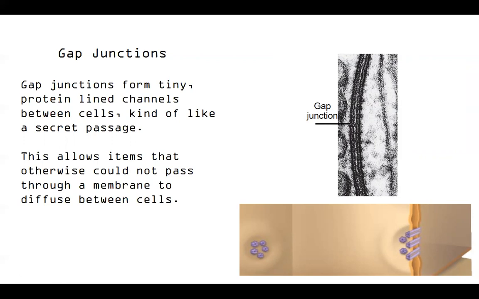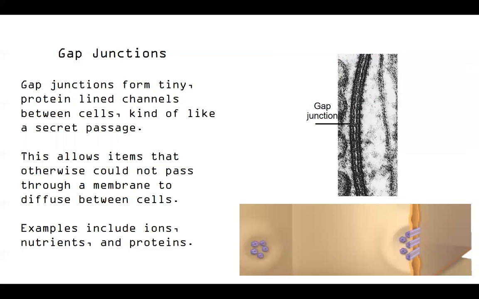So things that couldn't otherwise pass through the membrane, things like ions, which we'll talk about in Chapter 7, larger things, even proteins, might be able to diffuse through, nutrients included. So this can really help communicate between adjacent cells. I think ions are a really important use for this.